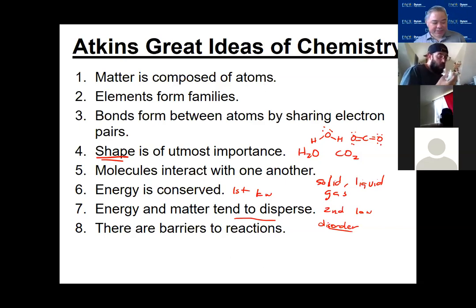The 8th one here: there are barriers to reaction. So we could say the world is sinking into chaos, but the existence of barriers to reaction means that collapse does not occur in a flash. So there are barriers that will slow down reaction, and these barriers allow us to discover different ways of fulfilling its destiny.